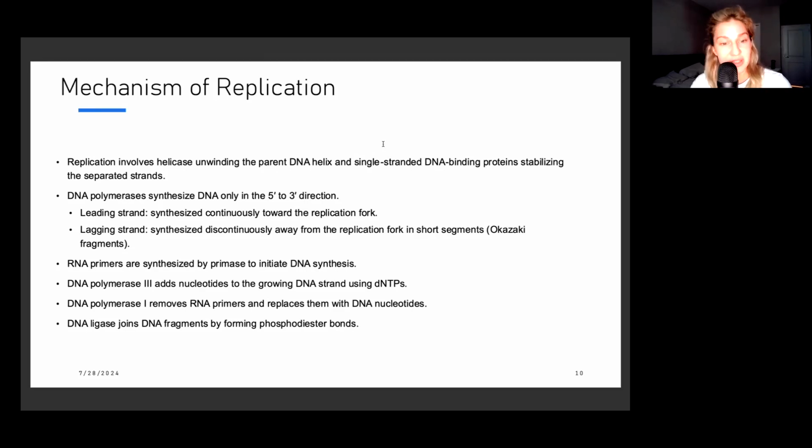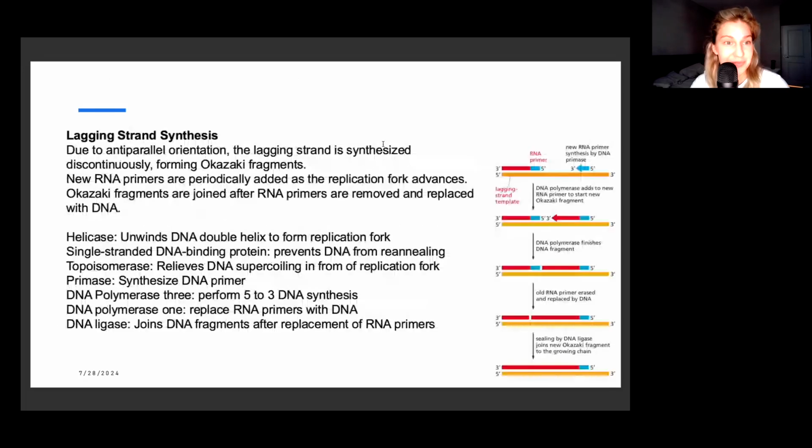RNA primers are synthesized by primase to initiate DNA synthesis, and DNA polymerase 3 adds nucleotides to the growing DNA strand using dNTPs. DNA polymerase 1 removes RNA primers and replaces them with DNA nucleotides. And finally, DNA ligase joins DNA fragments by forming phosphodiester bonds. And this is the outline of what we need to know by heart.